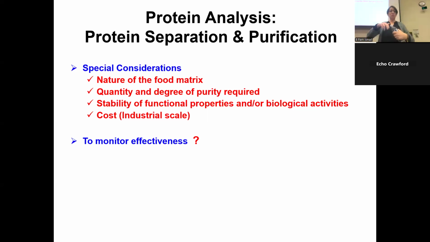Okay, very good. Now we know those special considerations: the nature of the food, the matrix that I'm starting with or the sample matrix, the extent of purity I want, maintaining the stability of the nutritional, biological, and functional properties, and industrial scale, feasibility, cost, etc.